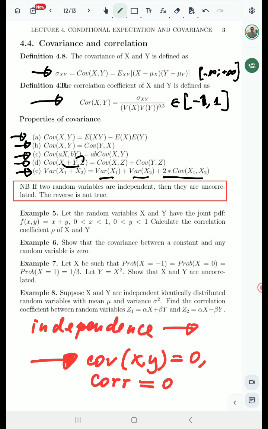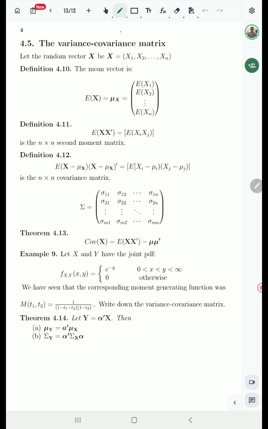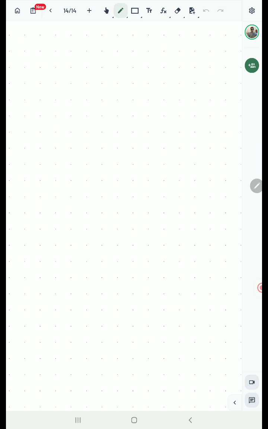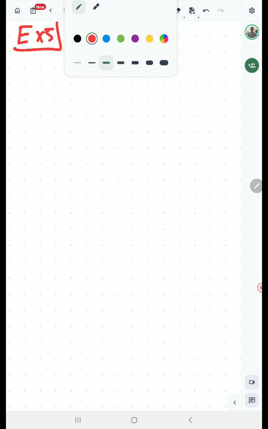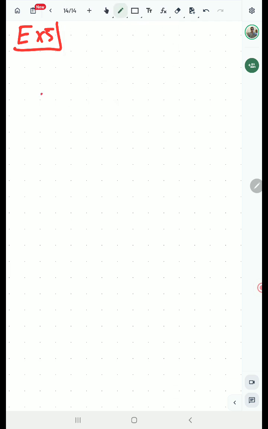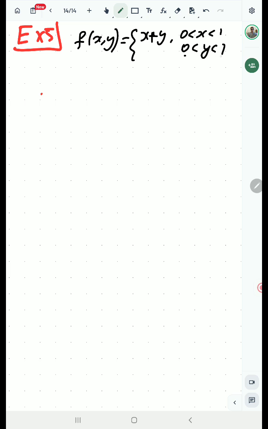Now let's solve example 5. Let me copy that. So we have f(x,y) equal to x plus y whenever x is in between 0 and 1, y is in between 0 and 1, and 0 else, right? We have to calculate the correlation coefficient.